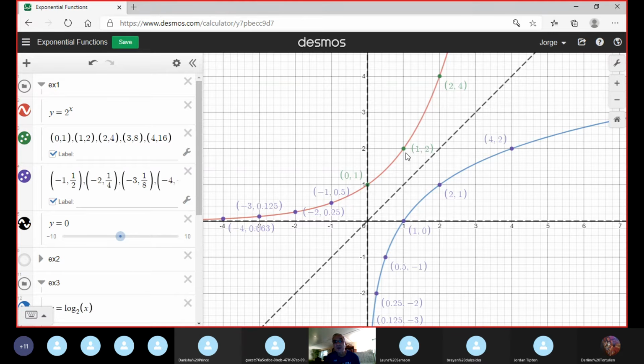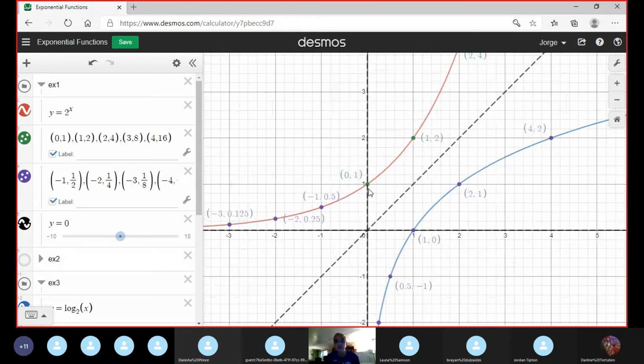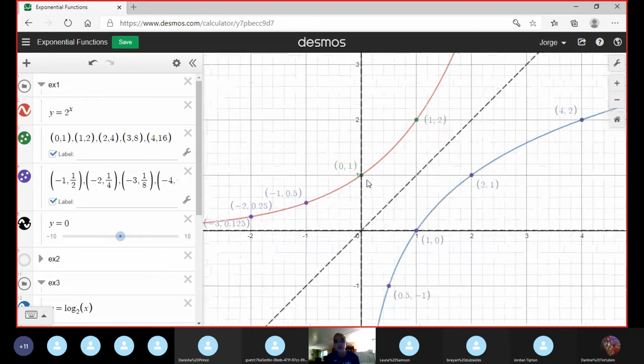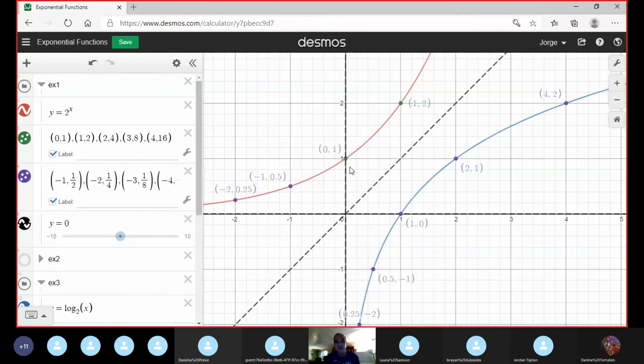Okay. That point is (1,2) in the exponential and the logarithmic function is (2,1). And this famous point I call universal. I suppose you remember the universal point. The universal point in the exponential is (0,1), and the universal point in the logarithm is (1,0). So any logarithmic function passes through (1,0), regardless of the base.